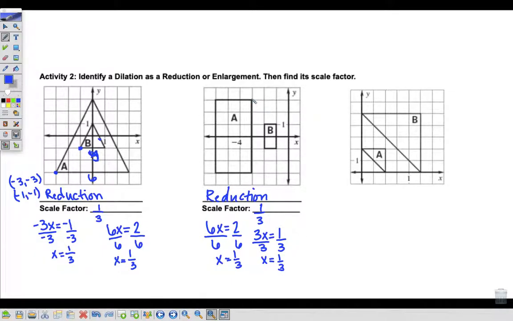Some people really like to use the ordered pairs, so I'm going to use the top right corners here. So I went from -3, 3 to -1, 1. So I went from -3 times some value equal to -1. So if I divide by -3, then x equals 1/3. So all three ways there, notice I get the same value. If you look at this one, from A to B, my shape got bigger, so we would call that an enlargement.